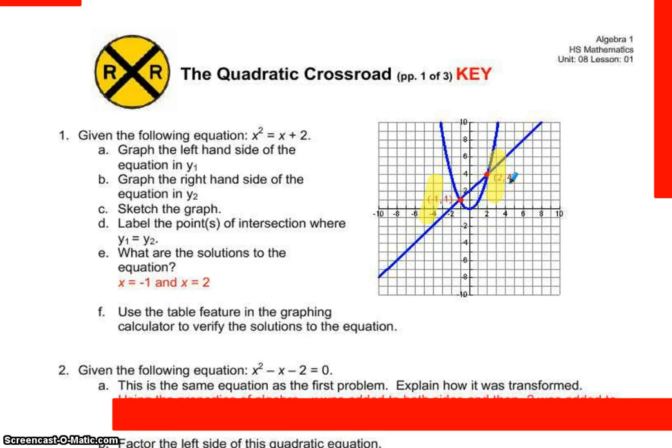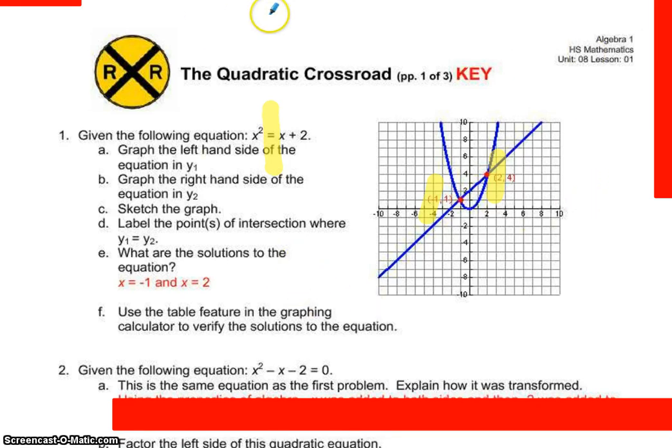Okay? So we took a quadratic. We did not get everything on the same side. We put everything before the equal sign at y1, everything after at y2. We found the 2 places that they intersected, and those were our solutions.